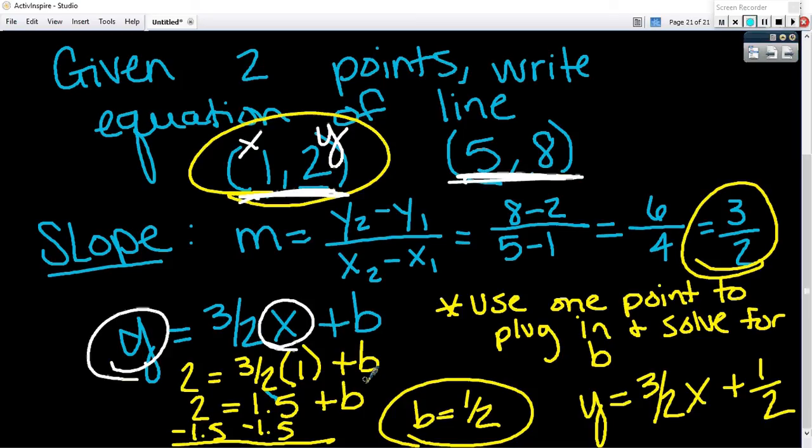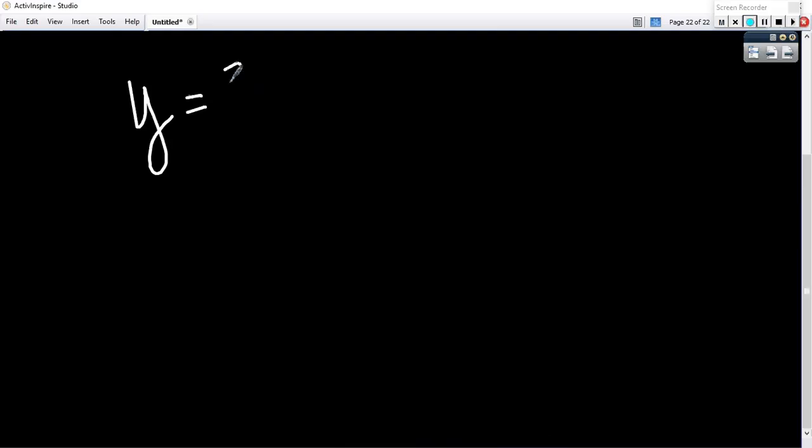What if I wanted this same equation? So I've got y equals 3 over 2x plus 1/2. What if I asked you to write that in standard form? I would have to get the x and the y on the same side, because that's what standard form looks like.